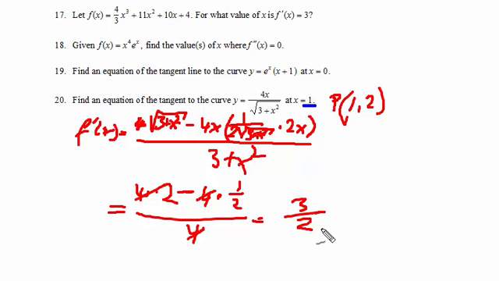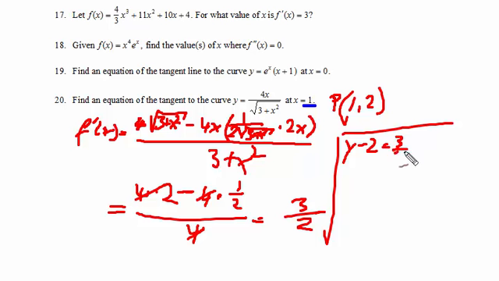Now I'm inserting the slope into my tried and true formula, which is y minus the y coordinate of the point equals the slope times x minus the x coordinate of the point. And this, ladies and gentlemen, is it. And that concludes the test results.